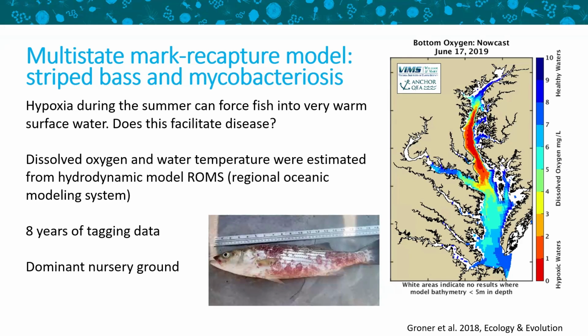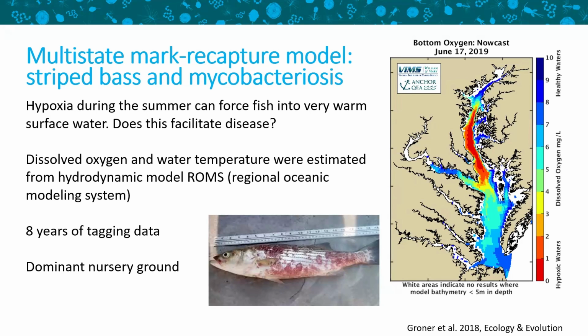And so in this case, we used data from a ROMS model, an oceanographic model of the Chesapeake Bay. And we were interested in both temperature and hypoxia. And specifically, if the hypoxia that happens in Chesapeake Bay is forcing these fish into warm surface water where they're going to be more likely to get disease.